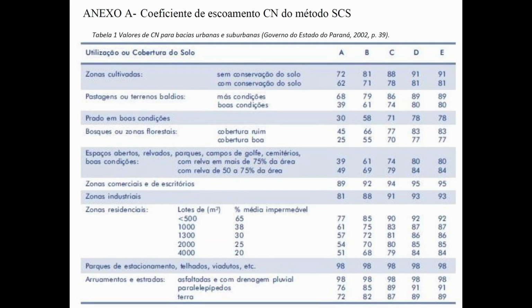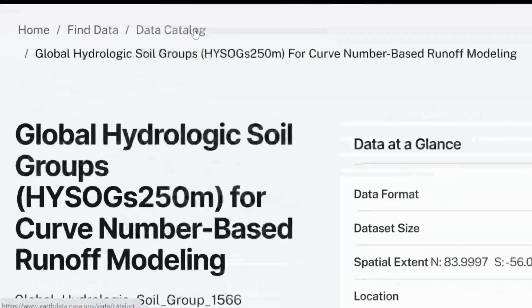As can be seen in the table I am presenting, the hydrologic soil groups are classified from the letter A to the letter E. But now it brings a question: where can this information be found? Where can you find this information about the hydrologic soil group of a particular place you are interested in?